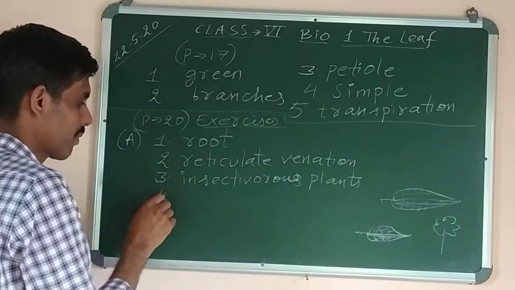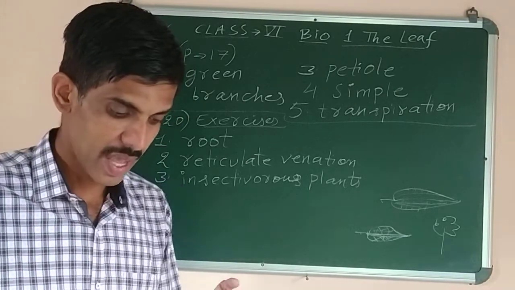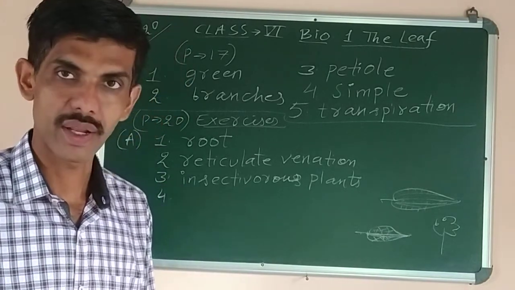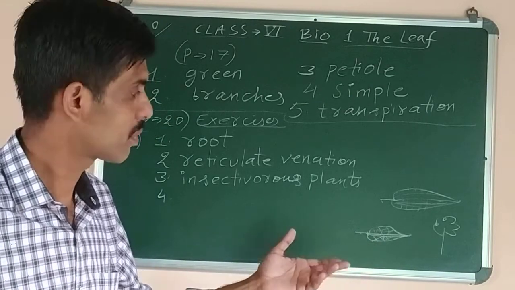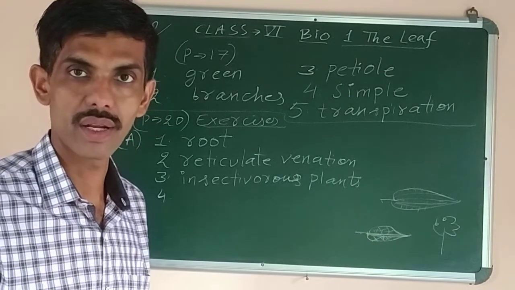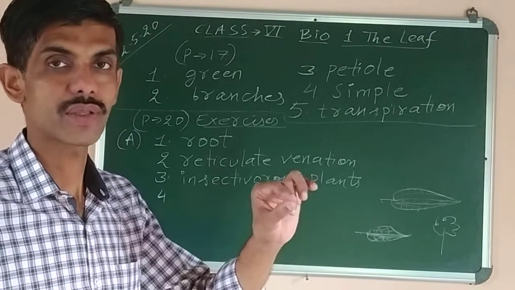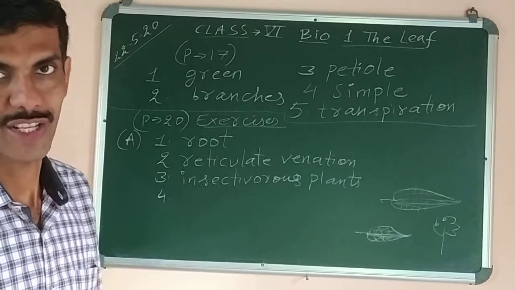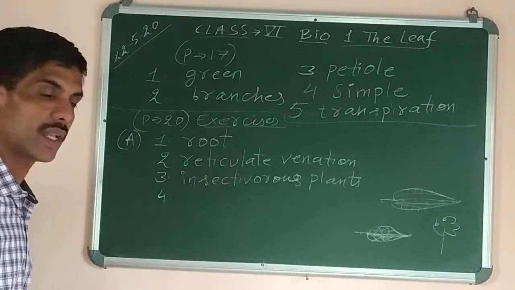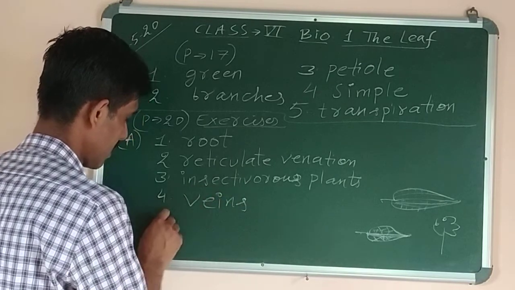Now the next one, number 4, or the 4th question. The part of a leaf that conducts water. Within a leaf, which part helps to move the water from one place to the other? The answer is veins. The network of veins is there. Through the veins only, the food, the water and the minerals are transported from one place to the other. So the answer is network of veins, or only veins you can write.